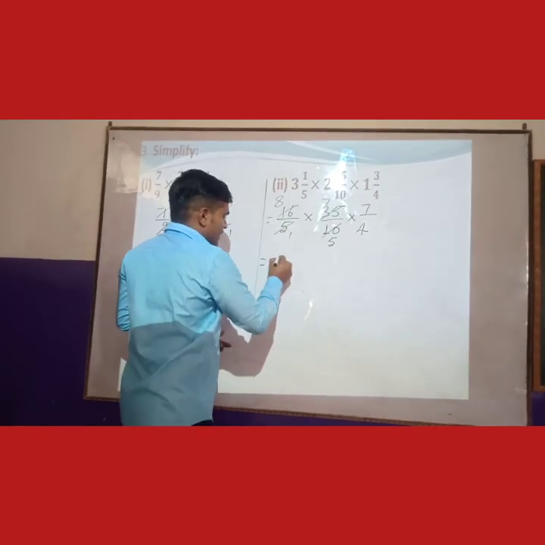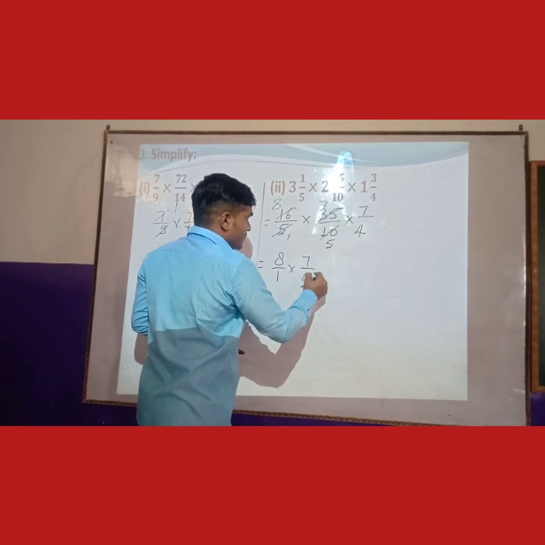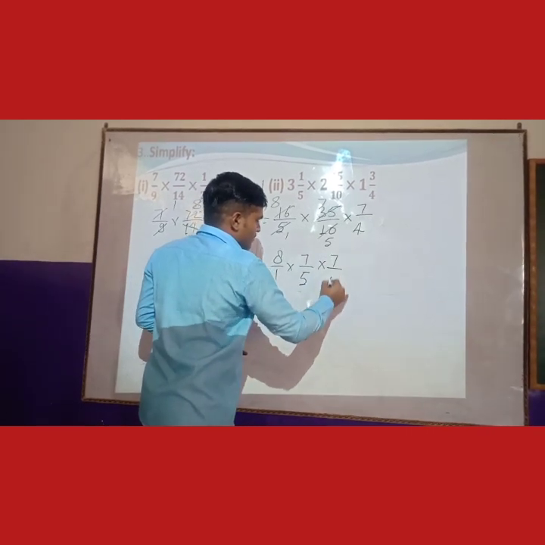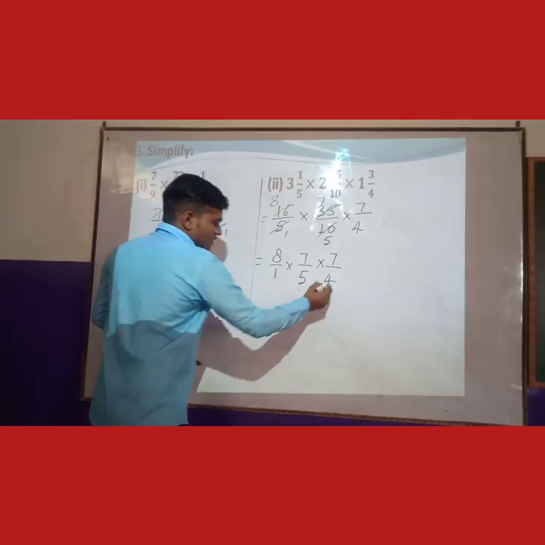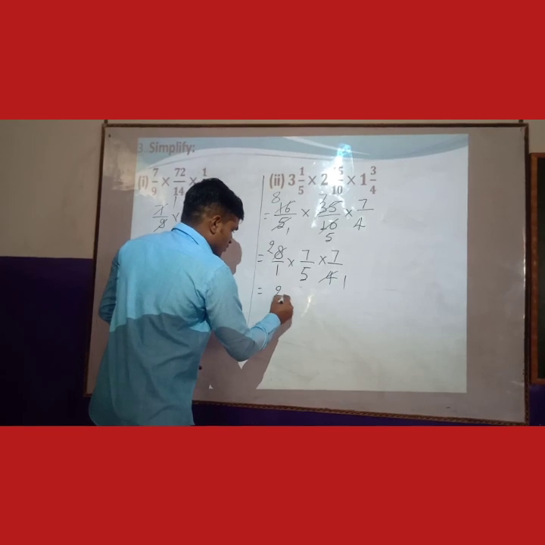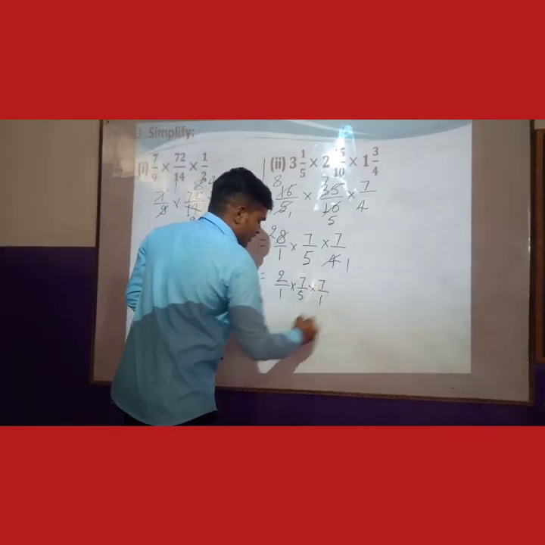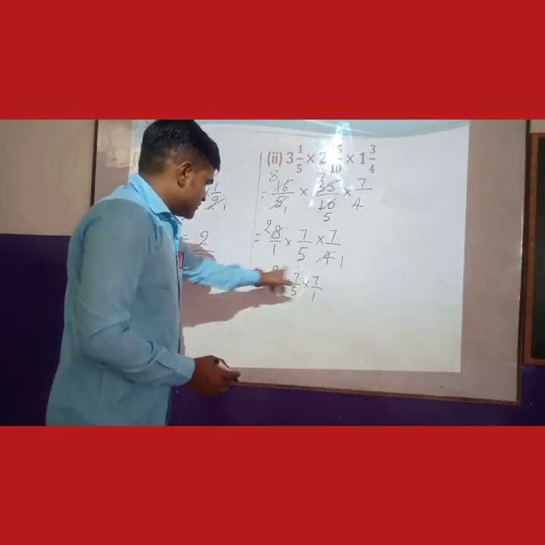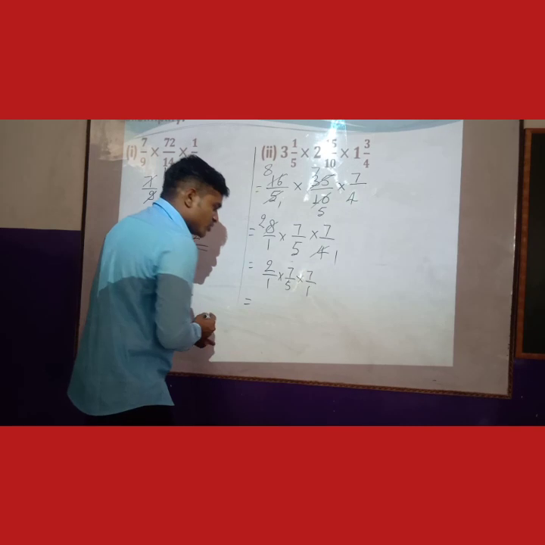So what we get? 8 upon 1 into 7 upon 5 into 7 upon 4. Now again it will be cancel. 4 by 8. So 4 1 is 4, 4 2 is 8. So what we get? 2 upon 1 into 7 upon 5 into 7 upon 1. Now it is not reducible. So we have to find its product.